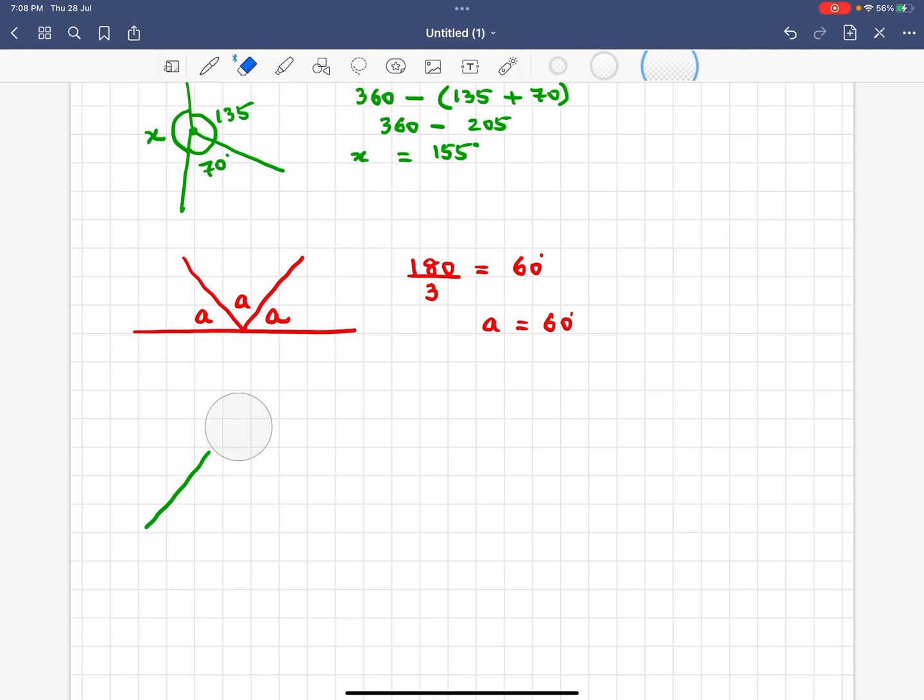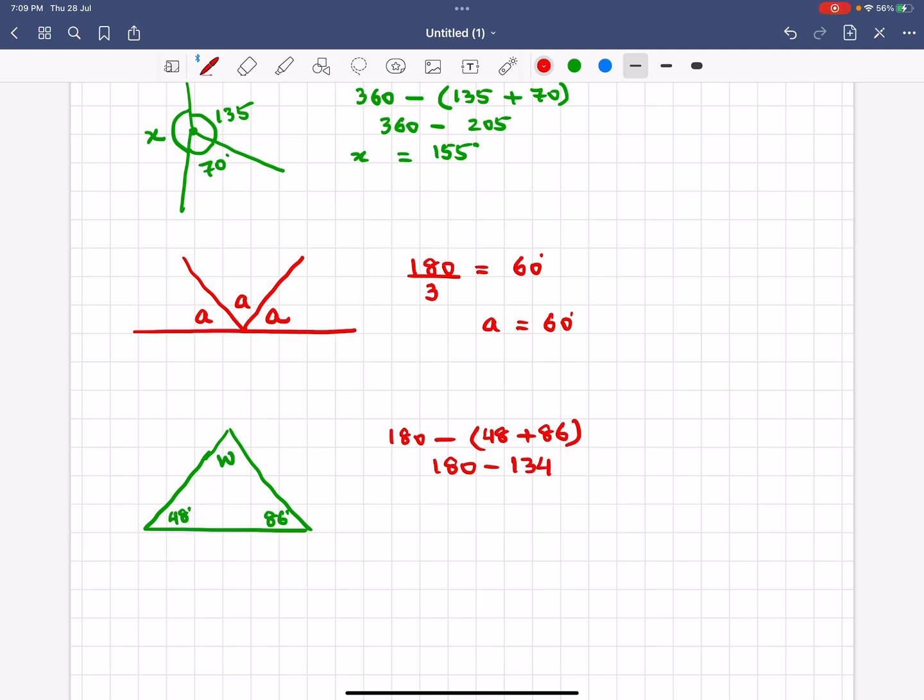Here we are given a triangle, and one of the angles inside the triangle is missing. So here we have 86 degrees, 48 degrees, and this is the missing angle W. Once again, we know that interior angles of a triangle add up to 180 degrees. Therefore, we can add up the two given angles and subtract the sum from 180 degrees. So 180 minus 48 plus 86. 48 plus 86 gives us 134. 180 minus 134, and therefore the answer is 46 degrees. So angle W is equal to 46 degrees.